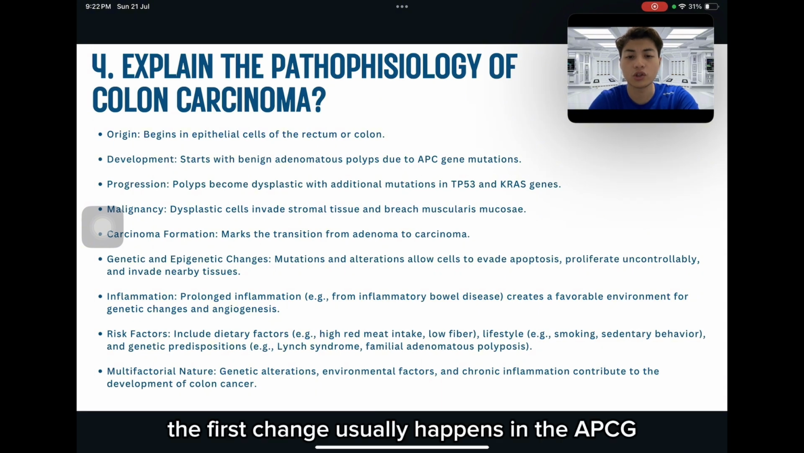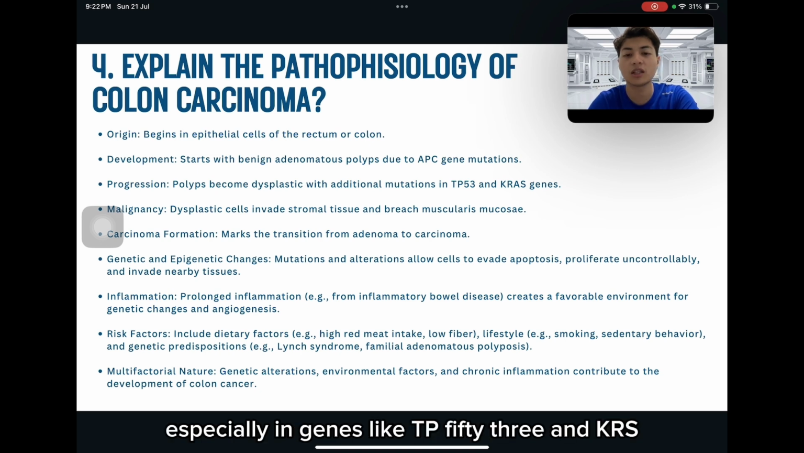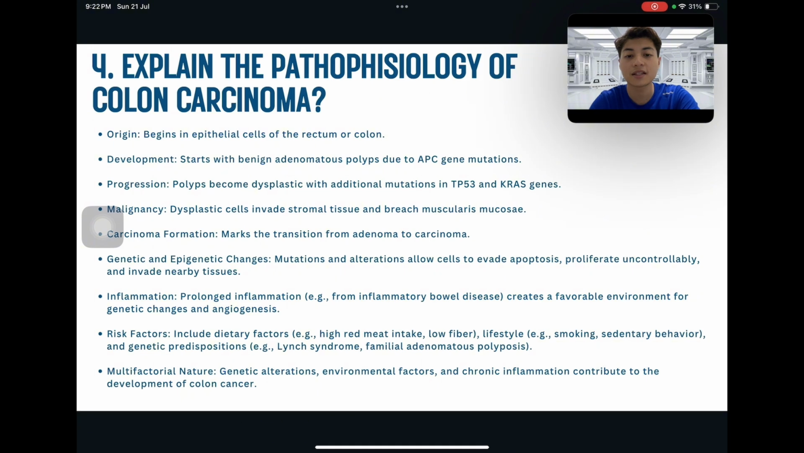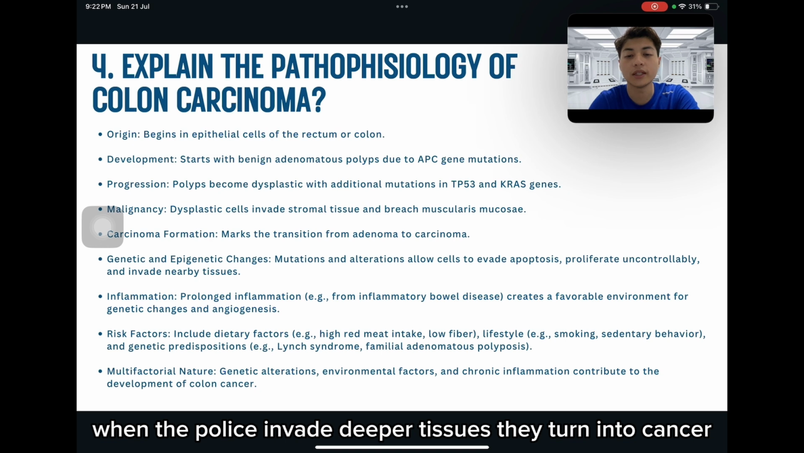These polyps can become cancerous through a series of genetic changes. The first change usually happens in the APC gene, which controls cell growth. Initially, these polyps are non-cancerous, but as more genetic changes occur, especially in genes like TP53 and KRAS, the polyps become precancerous. These changes allow the polyps to invade surrounding tissues. When the polyps invade deeper tissues, they turn into cancer.